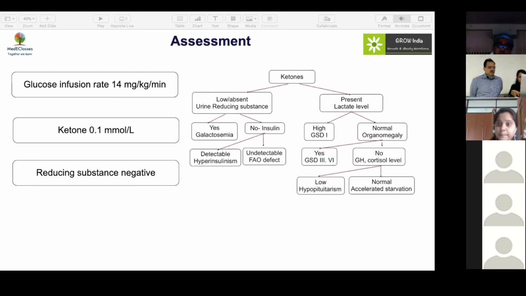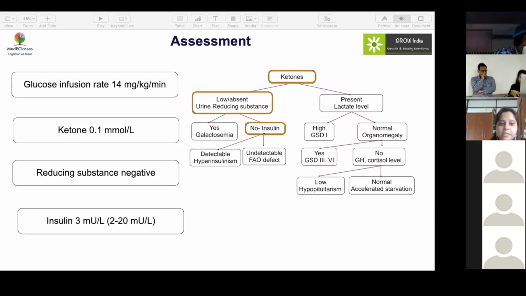So this was a 10-day-old girl requiring a very high GIR of 14, and we can see that her ketones were negative. So the most common differentials of non-ketotic hypoglycemia are galactosemia, hyperinsulinemia, and fatty acid oxidation defects. In this child, the reducing substances were negative. That rules out galactosemia. And we know that fatty acid oxidation defects present at a later age. So most likely in this case, the diagnosis would be hyperinsulinemia.